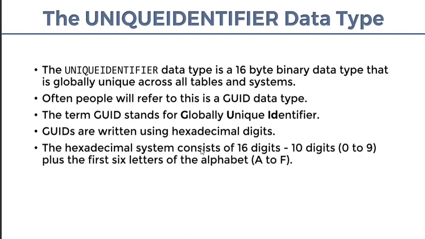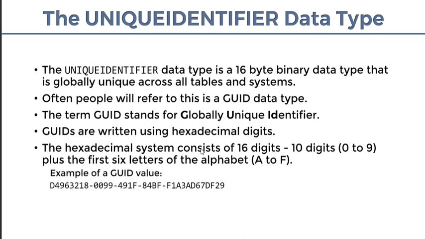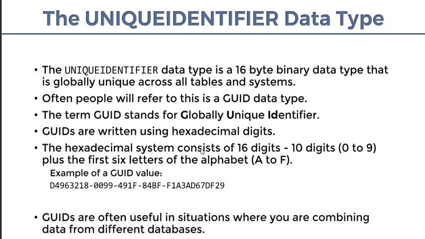GUIDs are written using hexadecimal digits. The hexadecimal system consists of 16 digits: 10 digits, 0 to 9, plus the first 6 letters of the alphabet, A to F, right? Total 16. Example of a GUID value like this. GUIDs are often useful in situations where you are combining data from different databases.